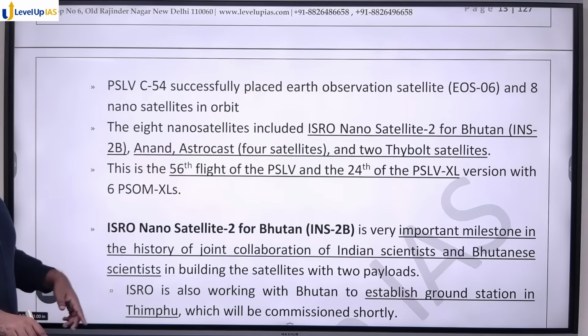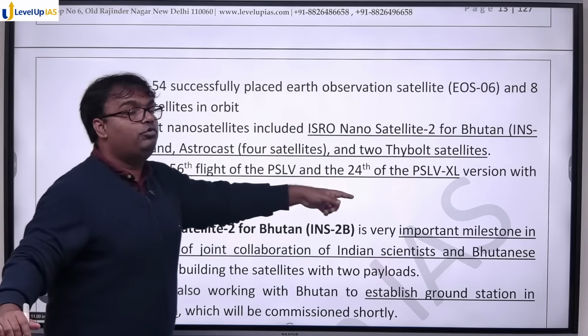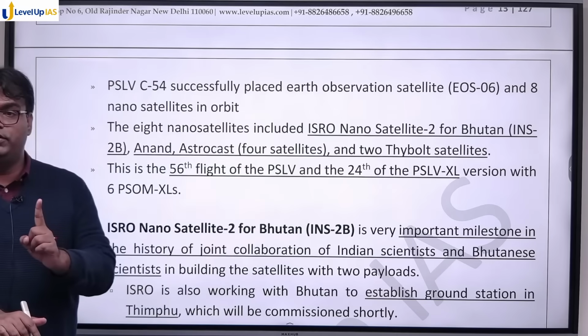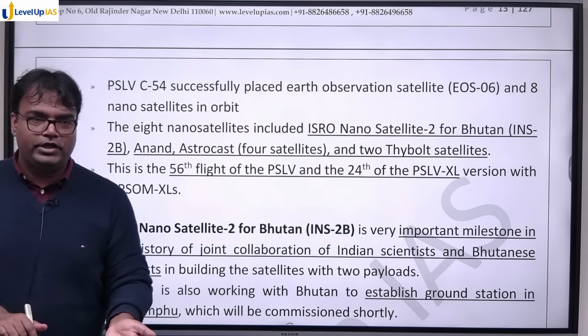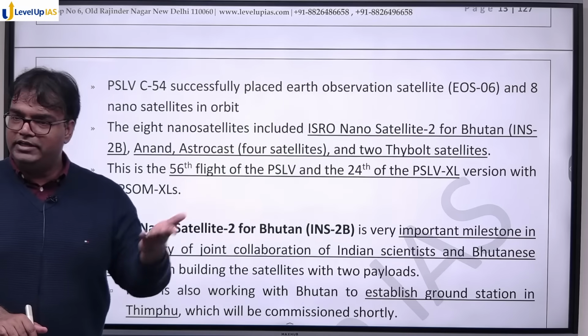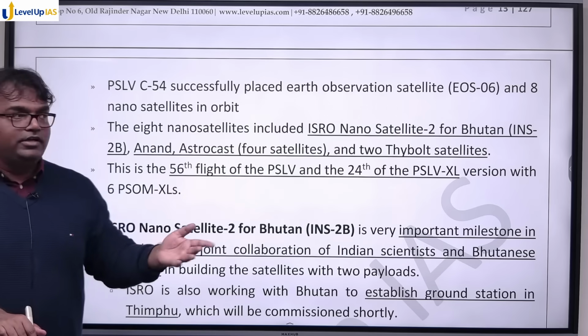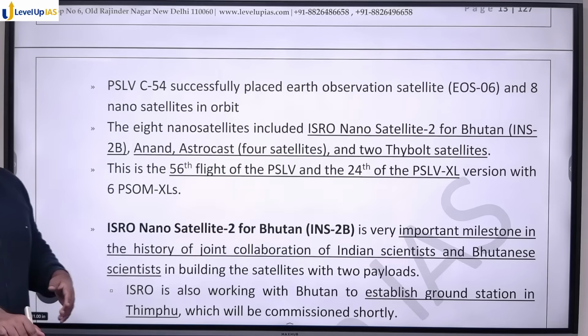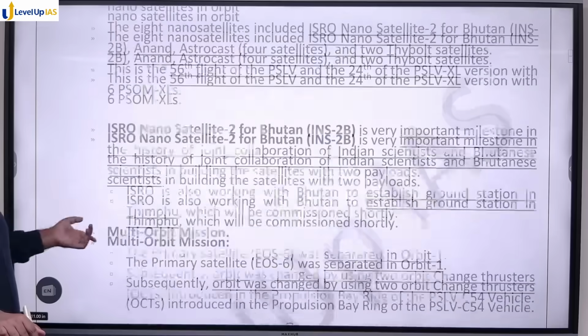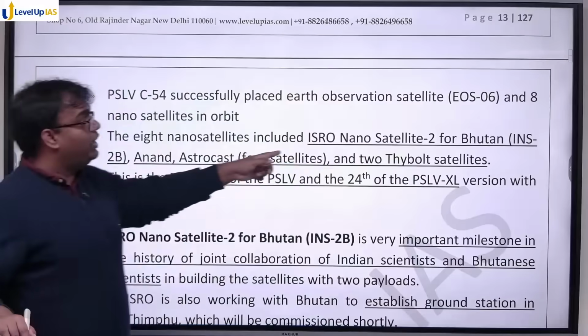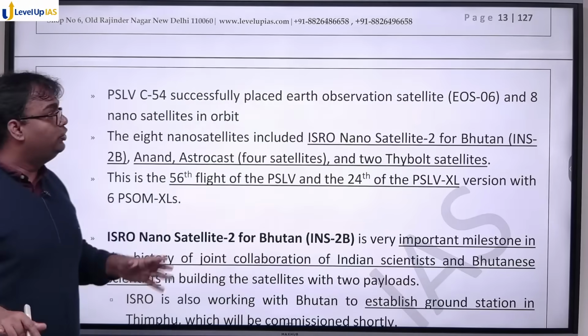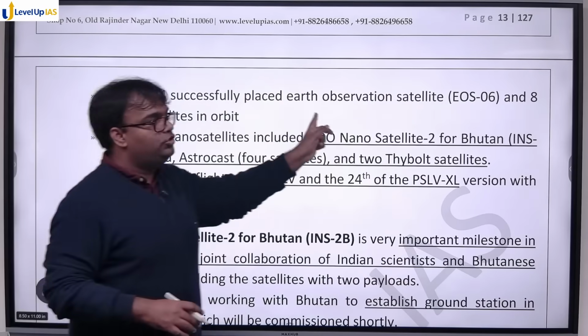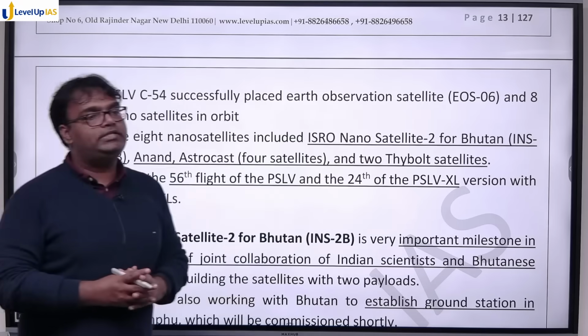It was the 56th launch of PSLV, but only the 24th launch of PSLV XL. Note it carefully. In PSLV there are a number of rockets, a number of versions: CA, DL, QL, G, XL. It was only the 24th launch of PSLV XL. This time ISRO Nano Satellite 2 was launched for Bhutan. The main satellite that was launched was Earth Observation Satellite 6, EOS-06.